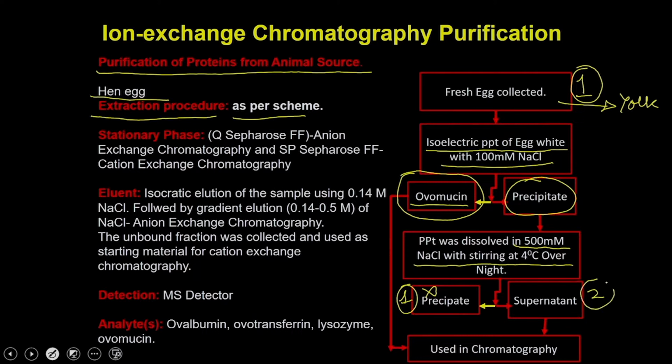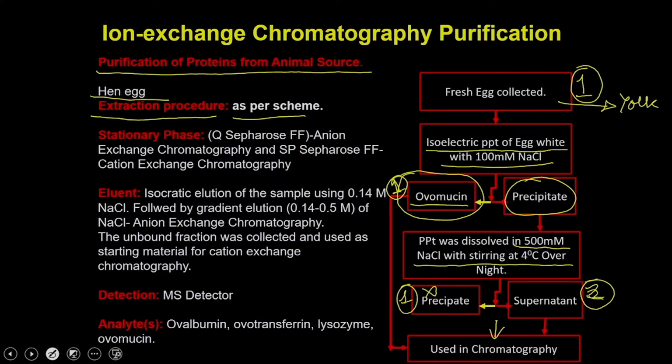The supernatant 2 as well as the supernatant 1 are going to be pooled together, because this one will contain the protein, especially the ovomucin, and that one is going to contain all other proteins which are part of the egg white. So, you pool supernatant 1 and supernatant 2, and then you use them in the chromatography.